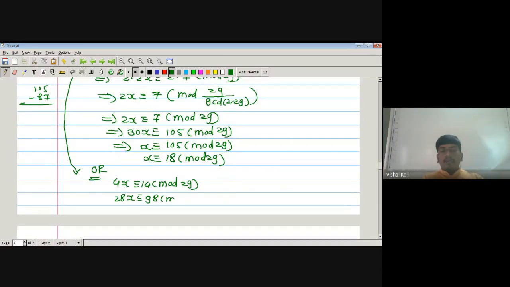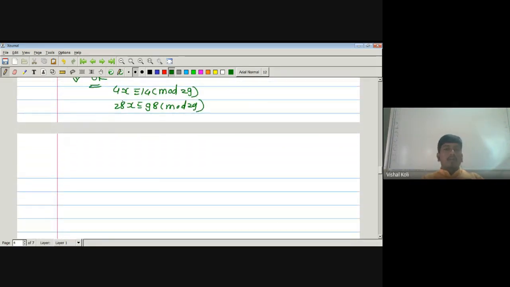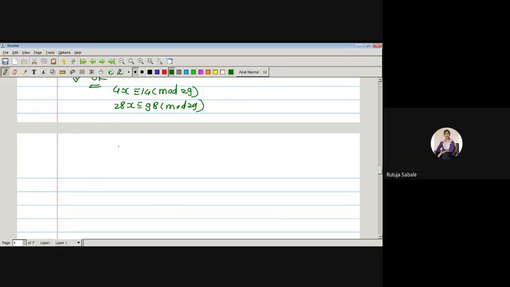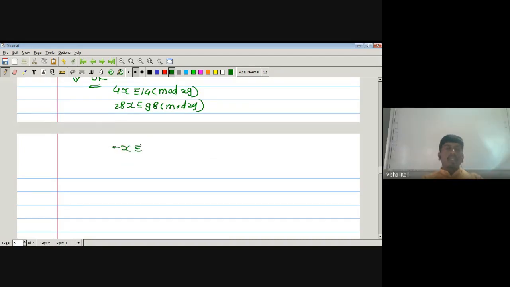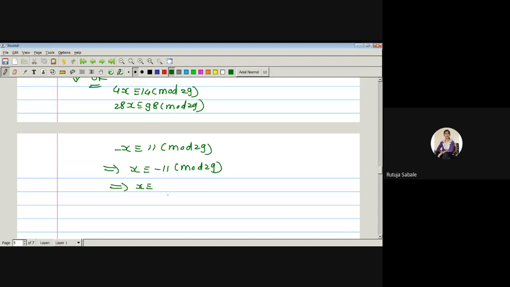Modulo 29, 28 is nothing but minus 1, so minus x is congruent to 98 modulo 29. What is the remainder when 98 is divided by 29? I think it is 11, so minus x is congruent to 11 modulo 29. Now just multiply both sides by minus 1. We get x is congruent to minus 11 modulo 29. What will be the value of minus 11 modulo 29? We just have to subtract 11 from 29, which gives 18. So x is congruent to 18 modulo 29.